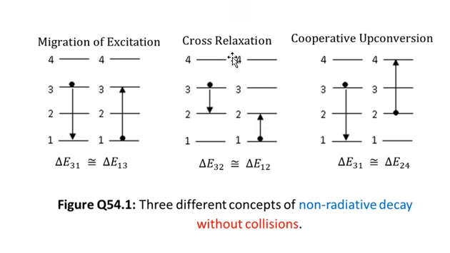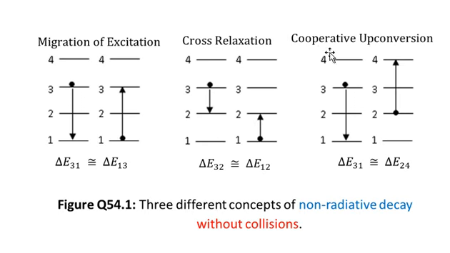Under cross relaxation, again the donor decays from level 3 to level 2, and the acceptor accepts that energy and is raised from the ground state to level 1 to 2, and the energies are equivalent, that is ΔE32 is of the order of ΔE12.